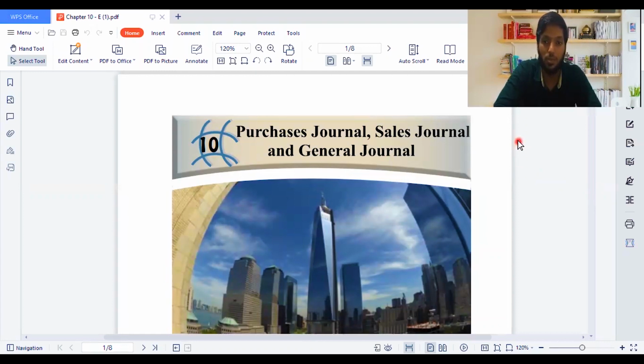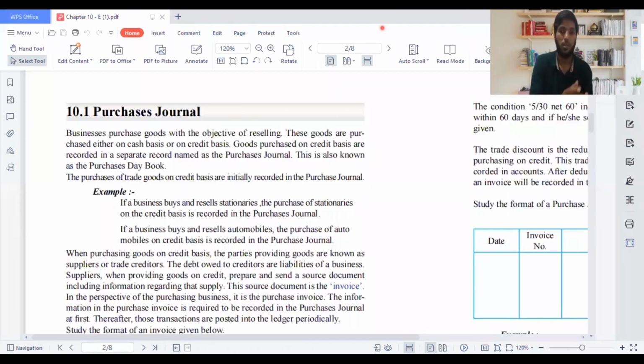Chapter number 10 is what we're going to speak about. So what is a purchase journal? I'm not going to go into the entire thing and explain it, but I'll just explain what a purchase journal is, because they won't ask that deeply about the purchase journal. They will ask you in the format way, which you need to practice, and you need to show what you know about the purchase journal. So let's move on to purchase journal.